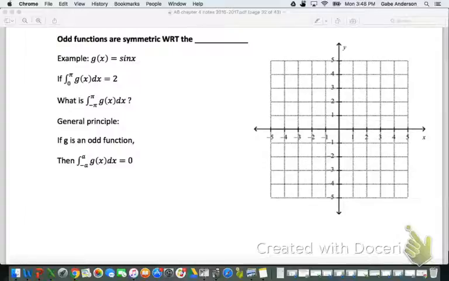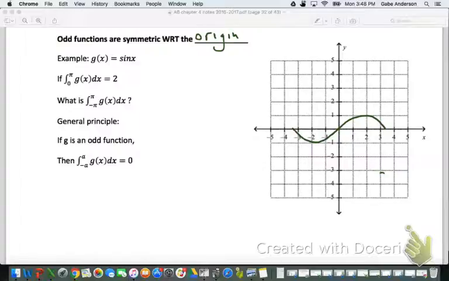Okay, so odd functions are symmetric with respect to the origin. A good example of an odd function would be sine of x. I'll do my best to sketch in sine here. Sine would look about like that on the interval -pi to pi.